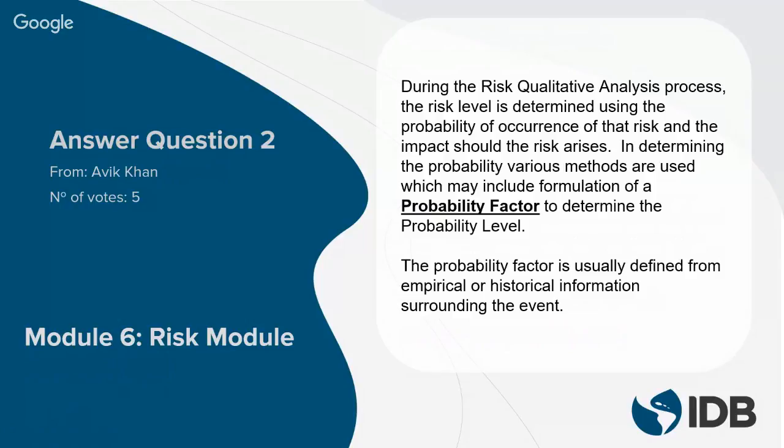Maybe one person finds this, another person finds that. And when you actually use historical information, then you can make that a little bit more objective. Maybe not 100%, but at least you can get a better feeling of that. So the probability factor is usually defined from empirical or historical information surrounding the event. So you absolutely can use that. So I think it was a very interesting question. Thank you for that. And let's go to question number 3.